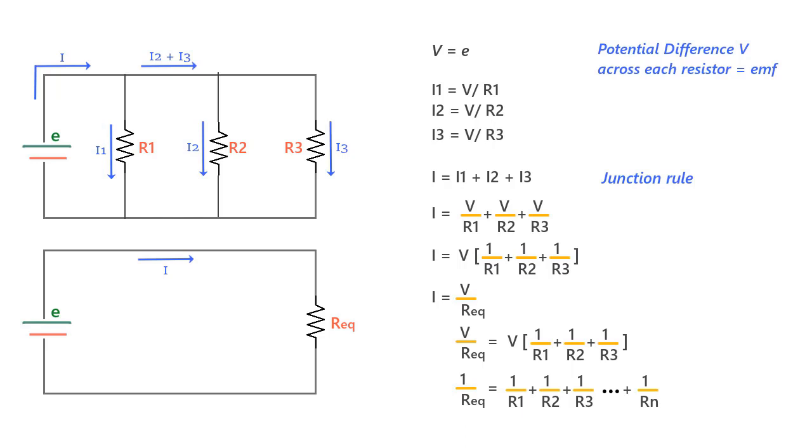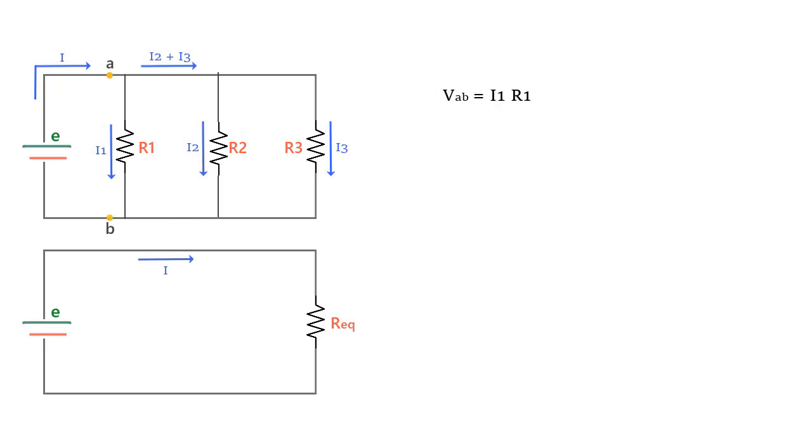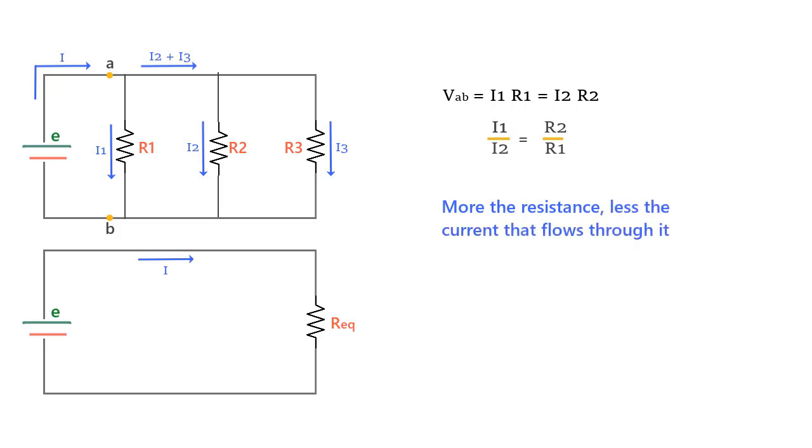And an important observation here is that the value of equivalent resistance is always smaller than the smallest resistor that appears in the combination. Also, another thing you might wish to note and will be useful when you attempt problems is that since VAB is equal to I1 R1 is equal to I2 R2, means I1 upon I2 is equal to R2 upon R1. And this equation shows that the current carried by each resistor is inversely proportional to its resistance, or more the resistance, less the current that flows through it. In other words, current would take the path of least resistance.